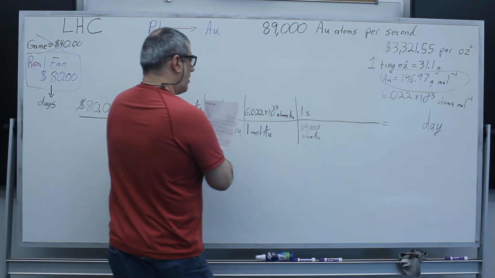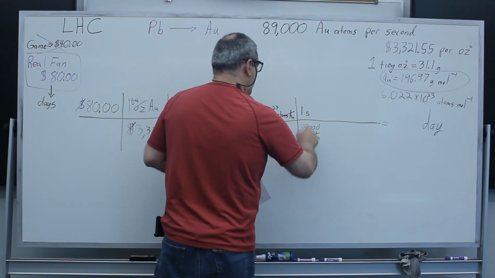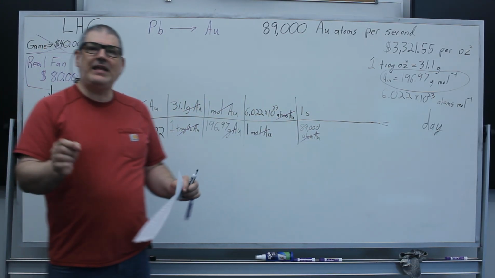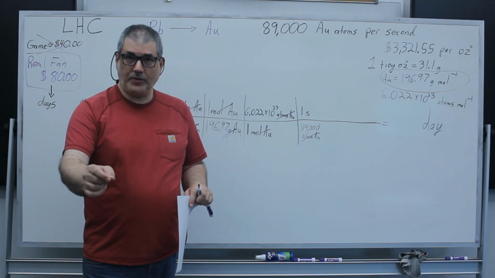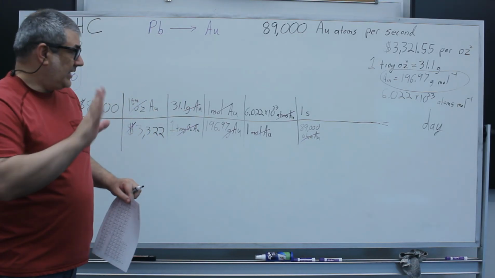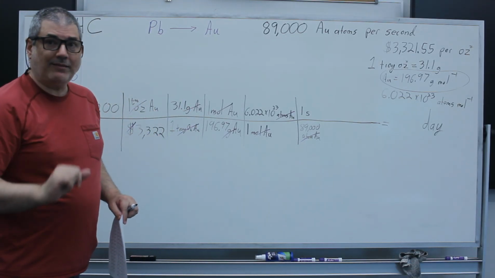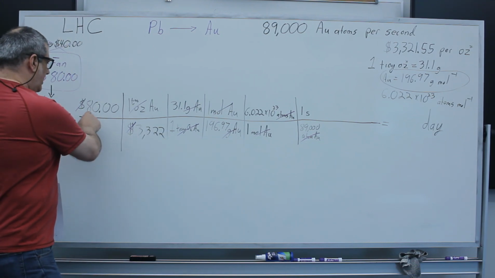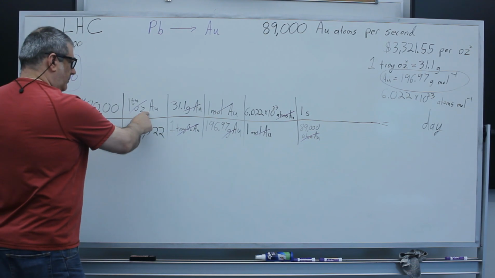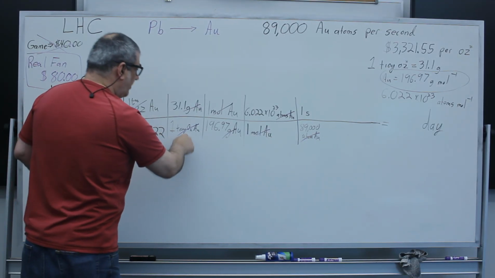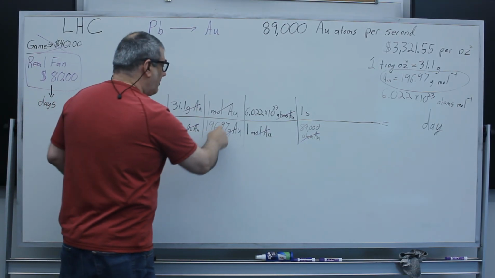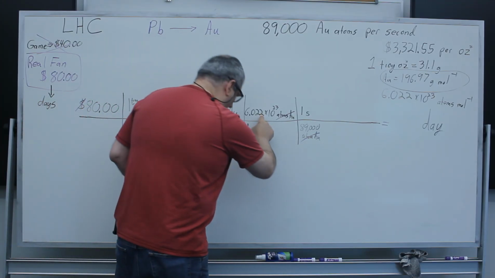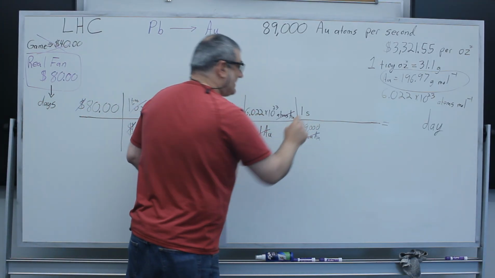So now our atoms cancel, and look what we have. We finally have a unit of measure that is in time. It's the wrong unit of time, but we're going to get there. That's going to be pretty straightforward. But look what we've done. We've converted from dollars to ounces, ounces to grams, grams to moles, and then moles to atoms. And now, our final step, atoms to seconds.